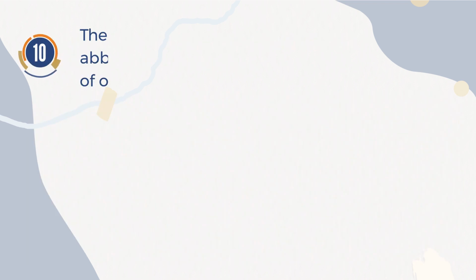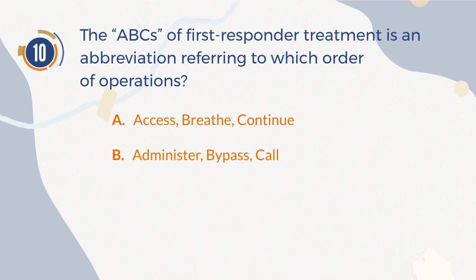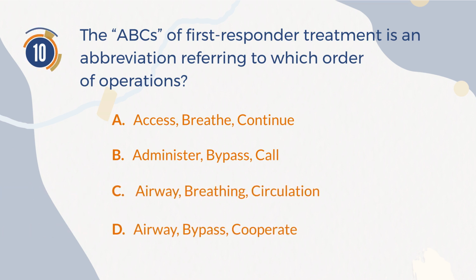Number 10. The ABCs of first responder treatment is an abbreviation referring to which order of operations? A. Access, breathe, continue. B. Administer, bypass, call. C. Airway, breathing, circulation. D. Airway, bypass, cooperate. The correct answer is C.